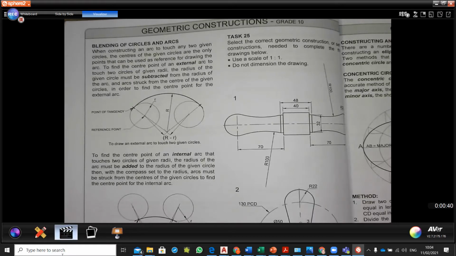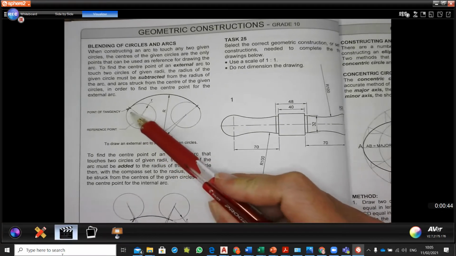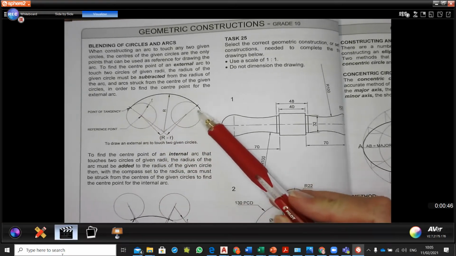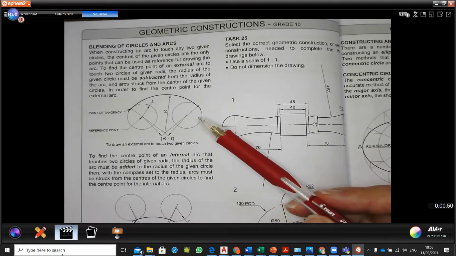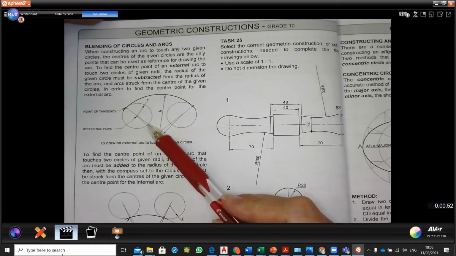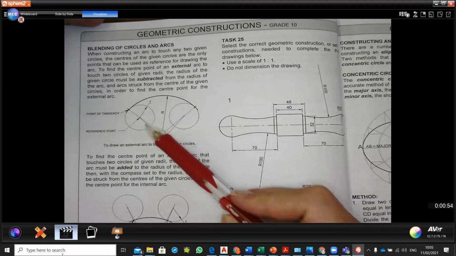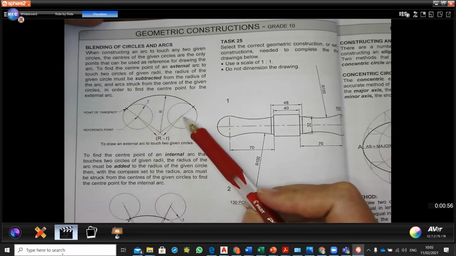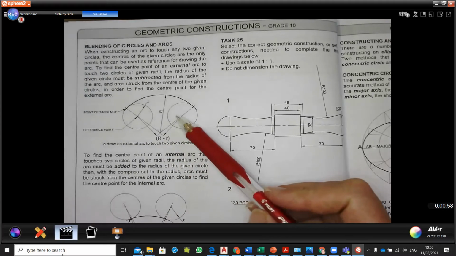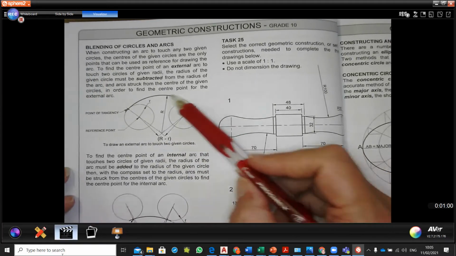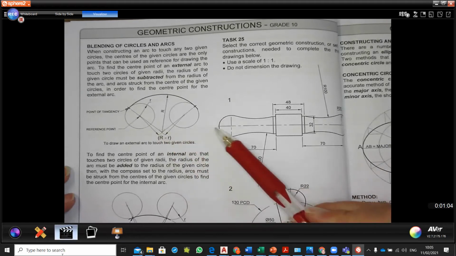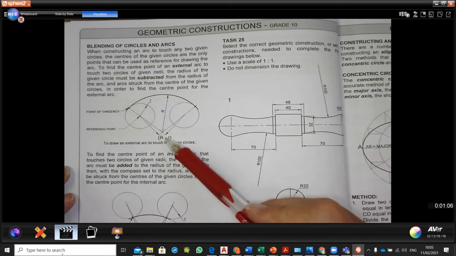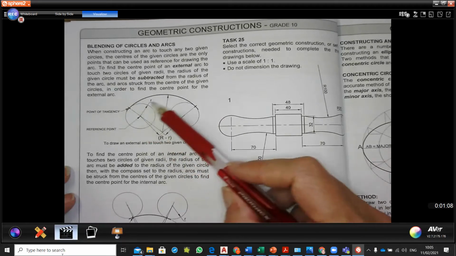Now that sounds very complicated. If you want to draw a curve that touches two circles on the outside, as opposed to two circles on the inside, we have to use these two center points. So you ask yourself, what is this arc over here touching? It's touching two circles, so I'm going to use the two circles to find the radius for that arc.